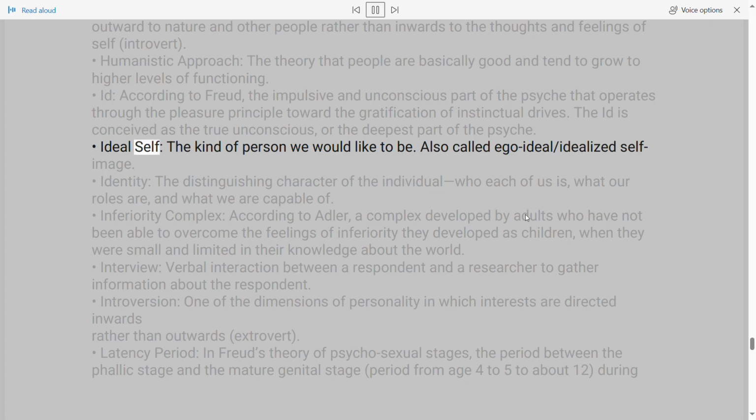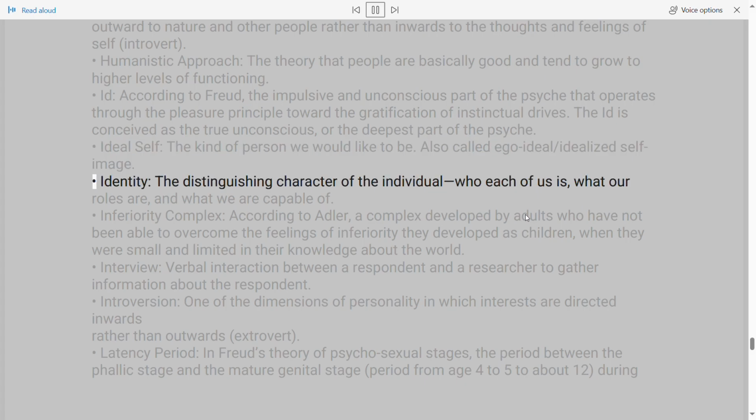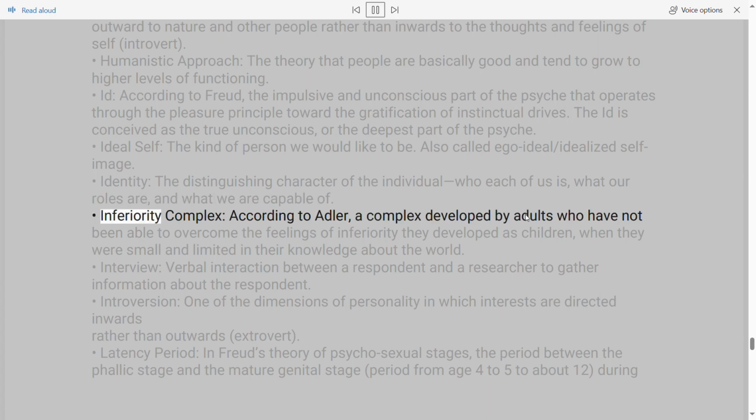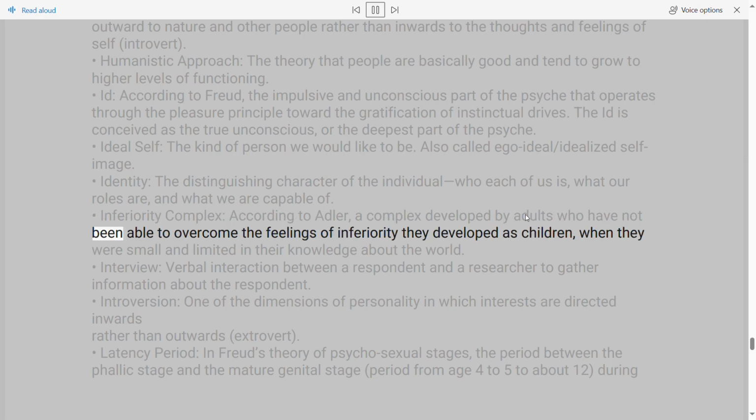Ideal self, the kind of person we would like to be. Also called ego ideal, idealized self-image. Identity, the distinguishing character of the individual, who each of us is, what our roles are, and what we are capable of. Inferiority complex, according to Adler, a complex developed by adults who have not been able to overcome the feelings of inferiority they developed as children when they were small and limited in their knowledge about the world.